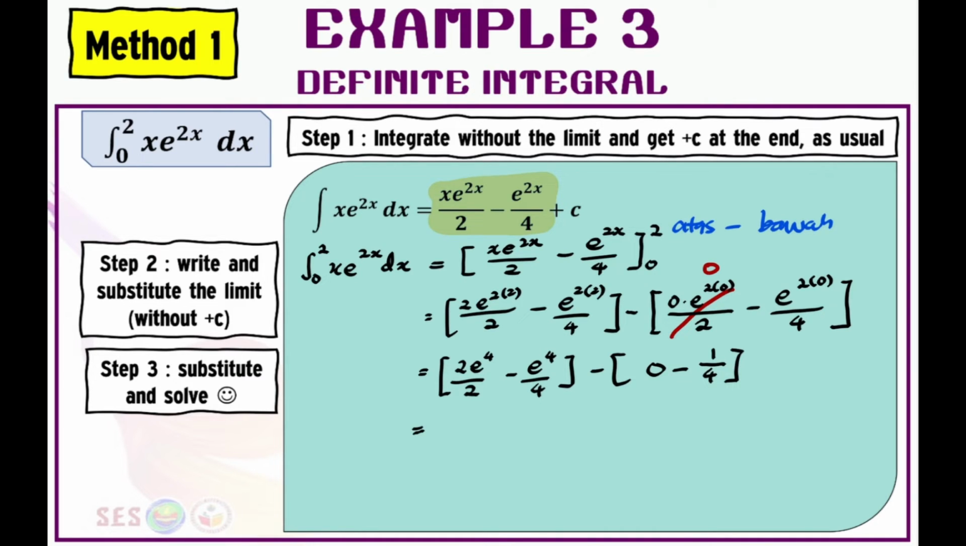So the first part, here, I can cancel 2 and I will get e power 4 minus e power 4 over 4 plus 1 over 4. Why plus? Because negative with negative will get positive. Alright, so simplify e to the power 4. We have 1 minus 1 over 4, which means it is 3 over 4 e power 4 plus 1 over 4. And we are done.